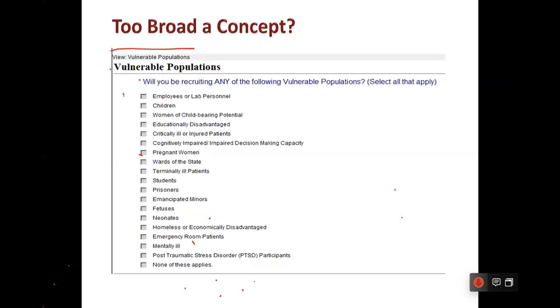What I have on this slide, when I submit a protocol to my ethics committee, they ask me, will I be recruiting any of the following vulnerable populations? Select all that apply. So look at this long list. My question to you, who's left out? It seems like everybody in the world is vulnerable. And it says none of these apply. I'm not sure if anyone could check off that list.